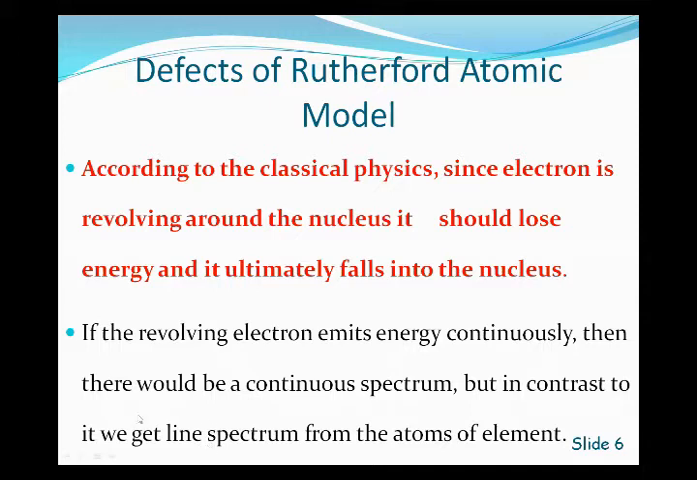So in the second defect, according to Rutherford there must be a continuous spectrum, but in contrast we get a line spectrum. But the result is a line spectrum, meaning we can see the light colors with the help of dark bands. These are the two basic defects of the Rutherford atom.